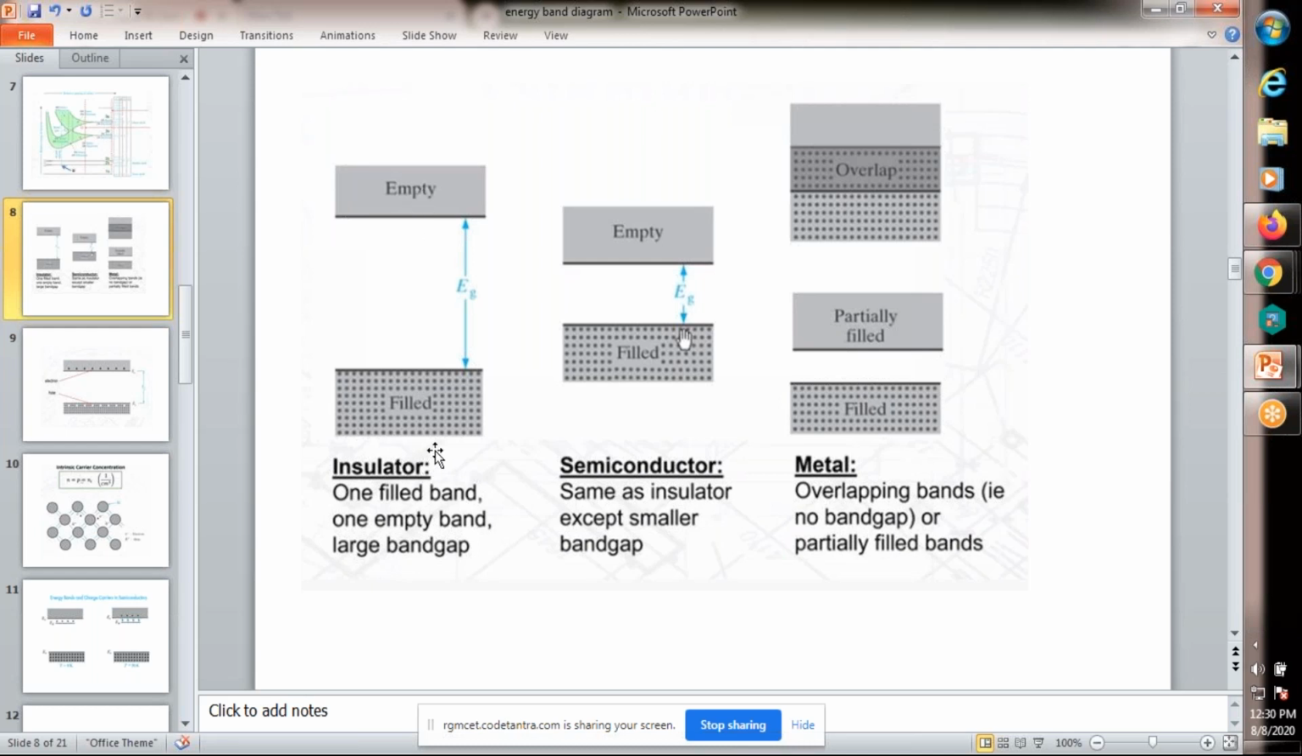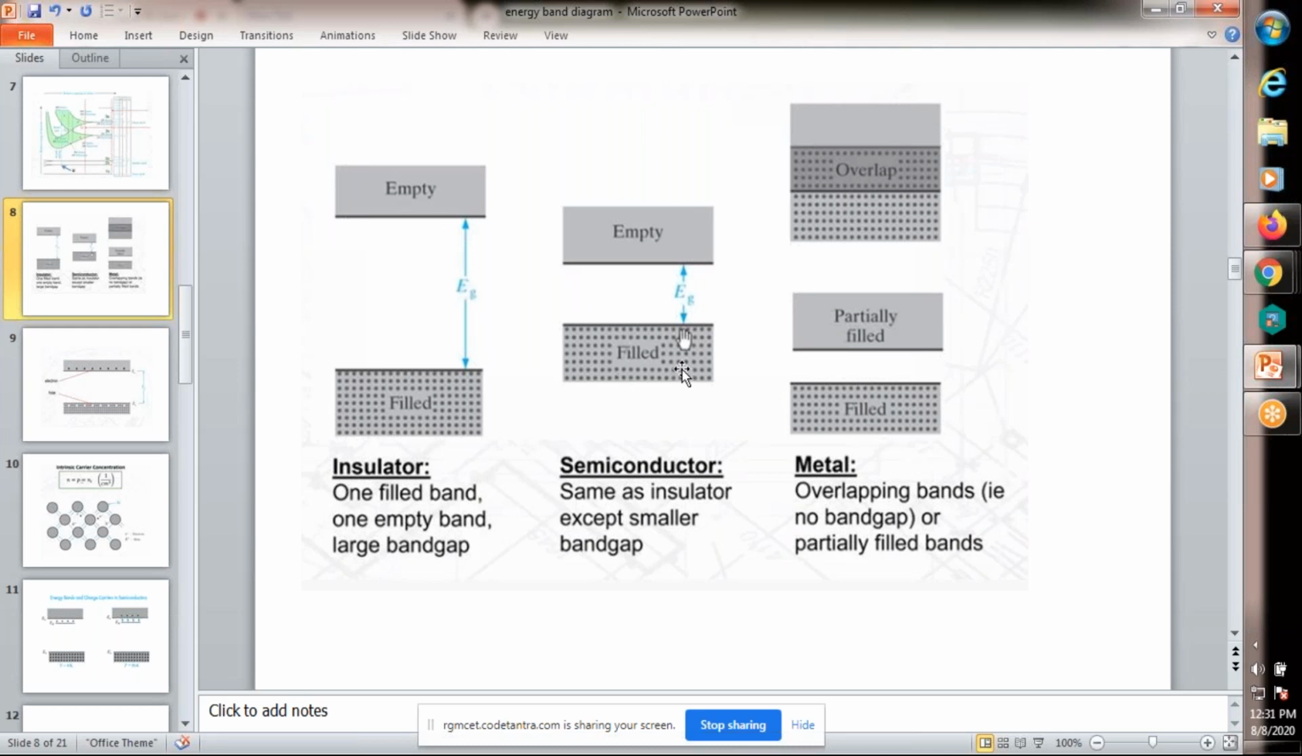Even if we apply a very large voltage, these electrons never jump into the conduction band, so the behavior is insulator behavior only. Even if we continuously increase the voltage, what happens finally is that the material breaks down, but conduction does not take place in insulators.